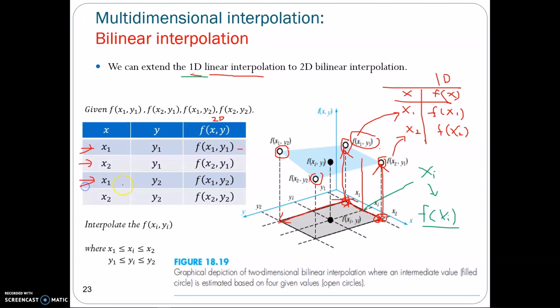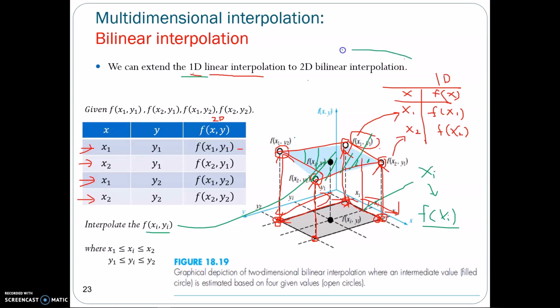The third point is located at x1, y2, which is here, and this is the function at x1, y2. For the last point, you have x2, y2, which is located here, and this is the function for the x2, y2. If these 4 points are given, you are going to predict the function in between this plane, which is between y1 to y2 and x1 to x2. So you are going to interpolate the function at xi, yi, which is located at this plane.